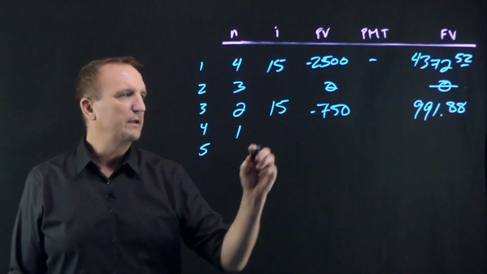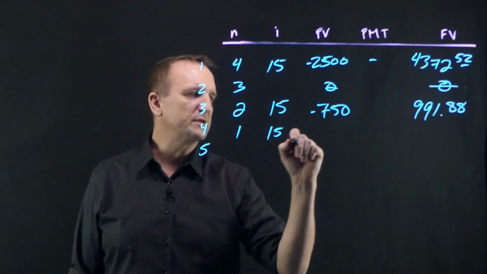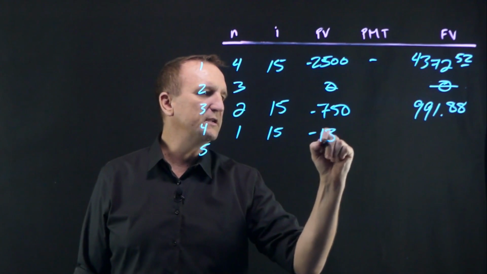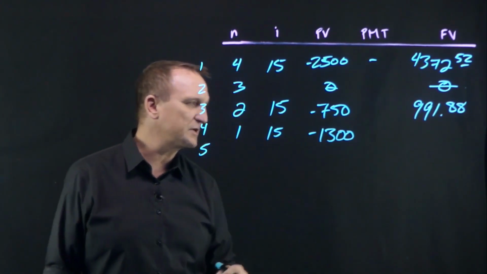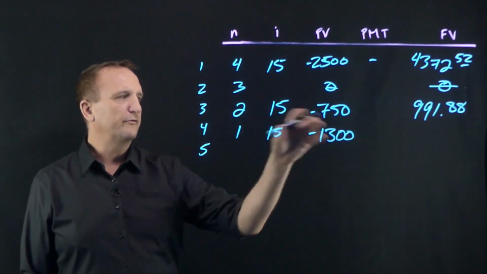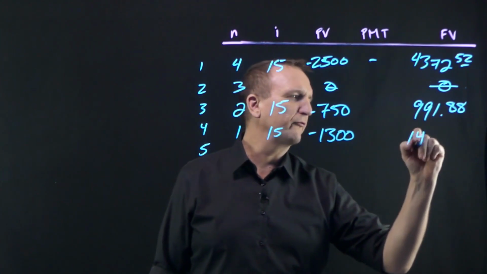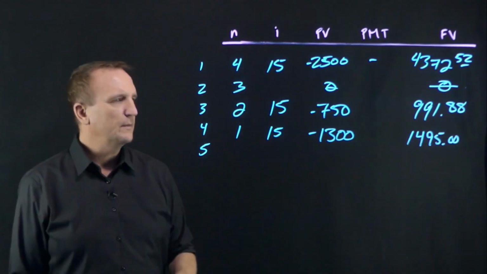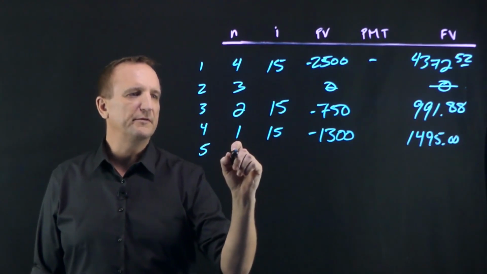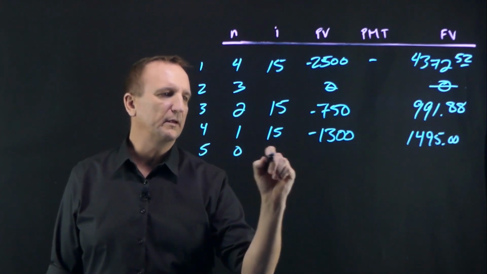Our fourth deposit, which happens at the end of year 4, and therefore is only going to compound 1 time, is also going to make 15%. It's going to be $1,300. Again, negative because it's cash out of pocket. And after 1 year, that will be worth $1,495. And then finally, in the 5th year, we have nothing.